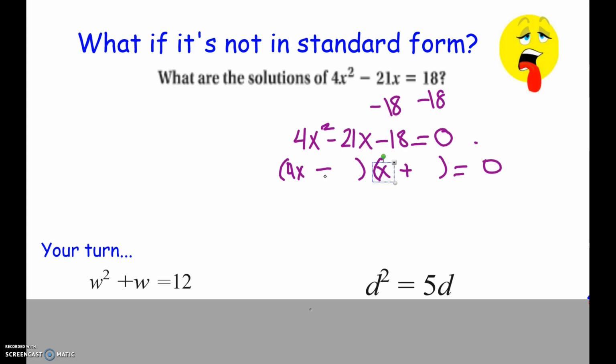Actually, my signs are going to be wrong. So I do my check, 3x minus 24x gives me negative 21x, and then I put each parentheses equal to 0, and I solve.